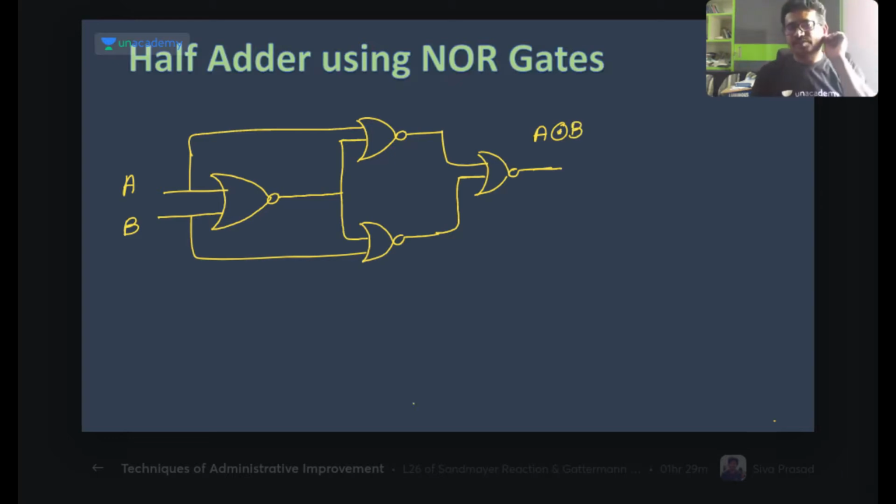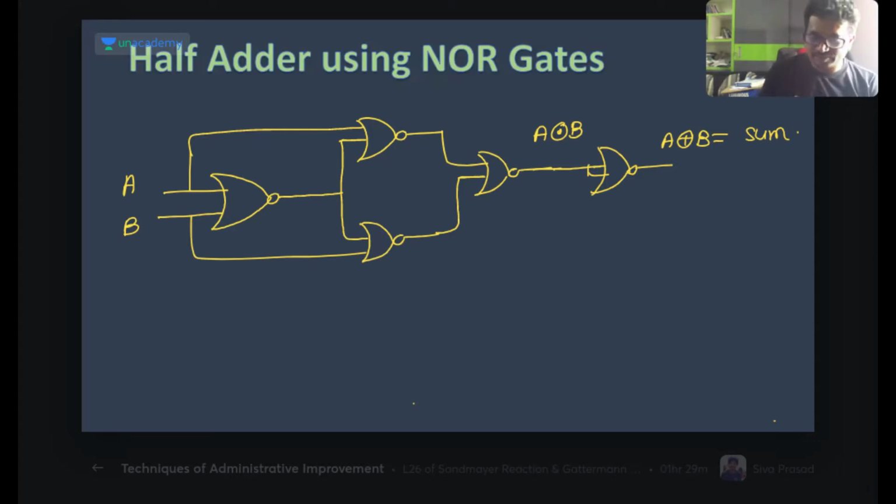But what we required now is XOR. So what I can do here, I will add one more NOR gate. Then I will get it as XOR. This is A XOR B we will get, which is nothing but the sum only. That is the sum. Okay. Now we need carry also.